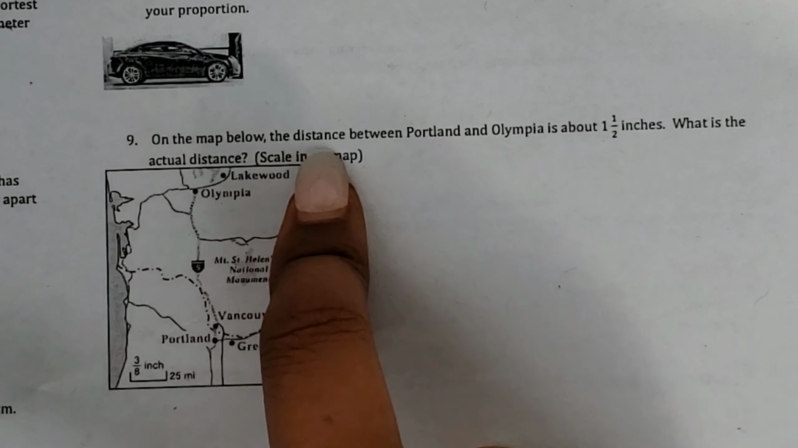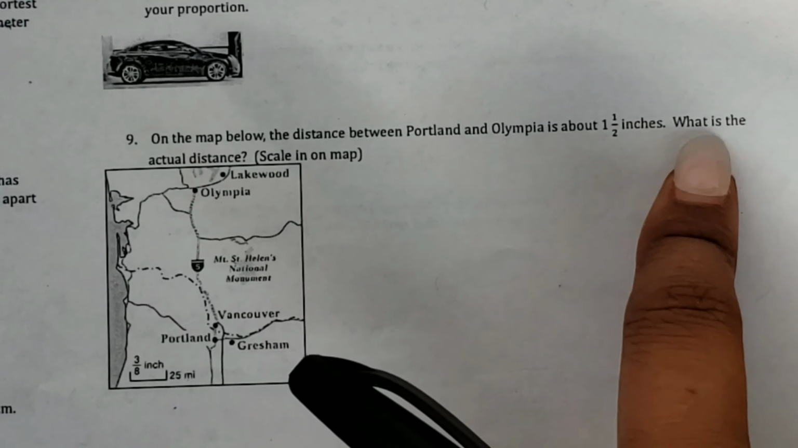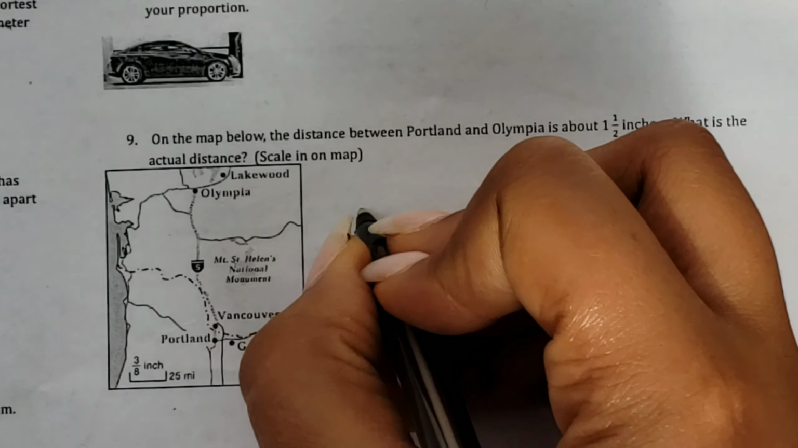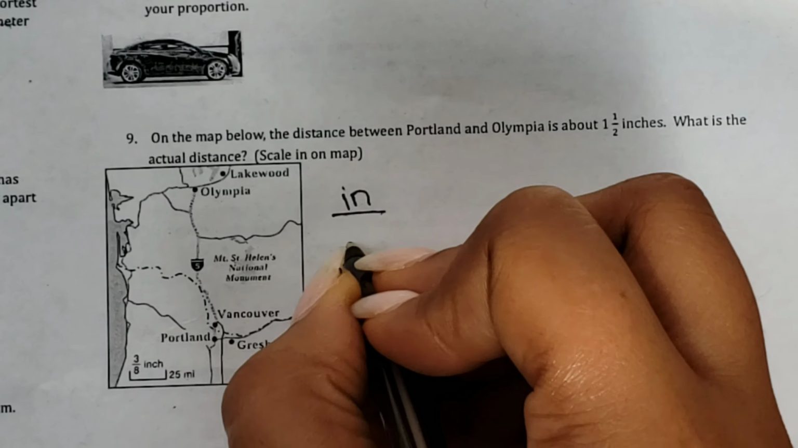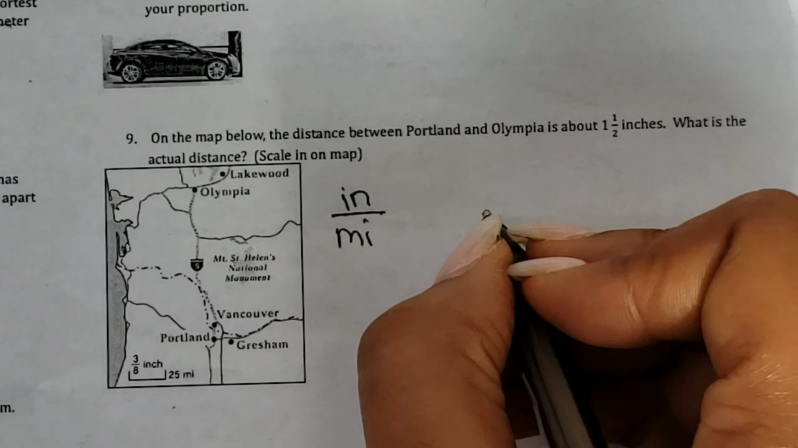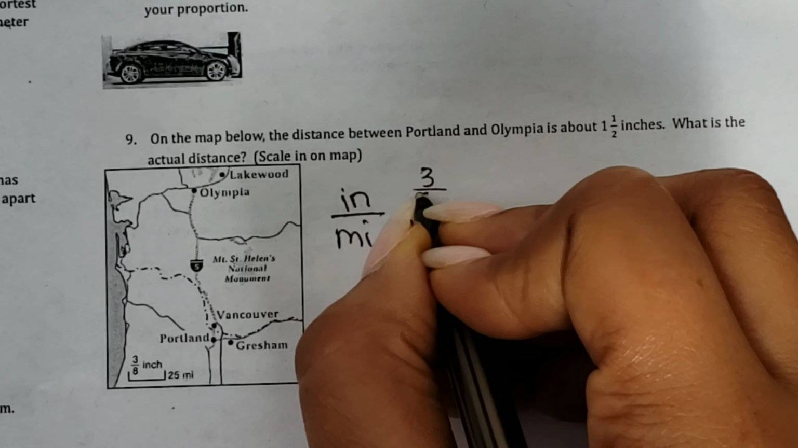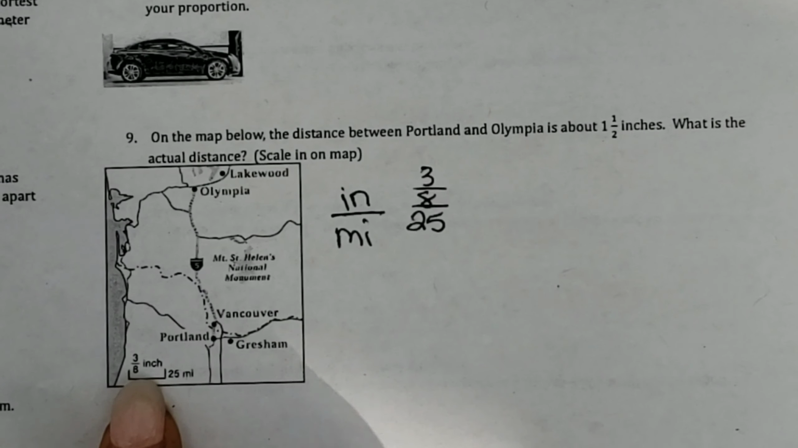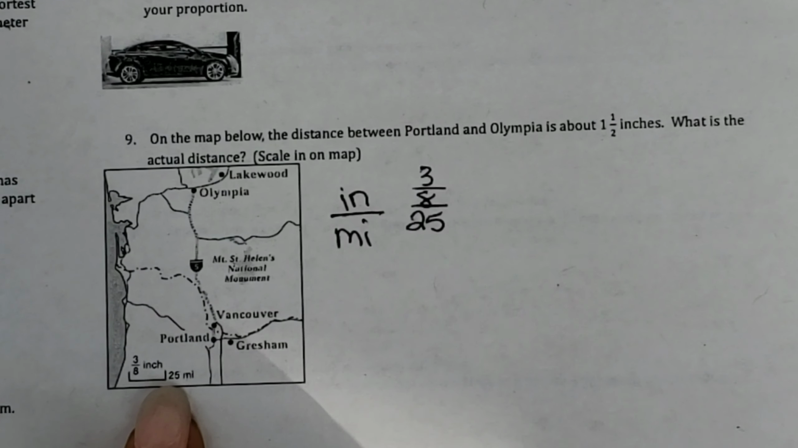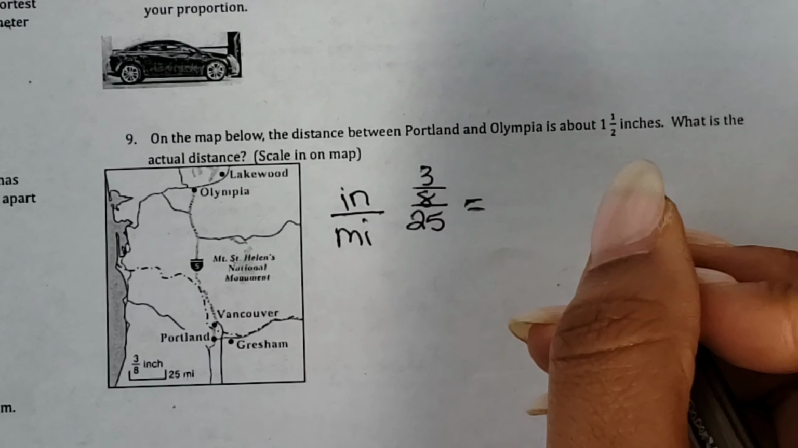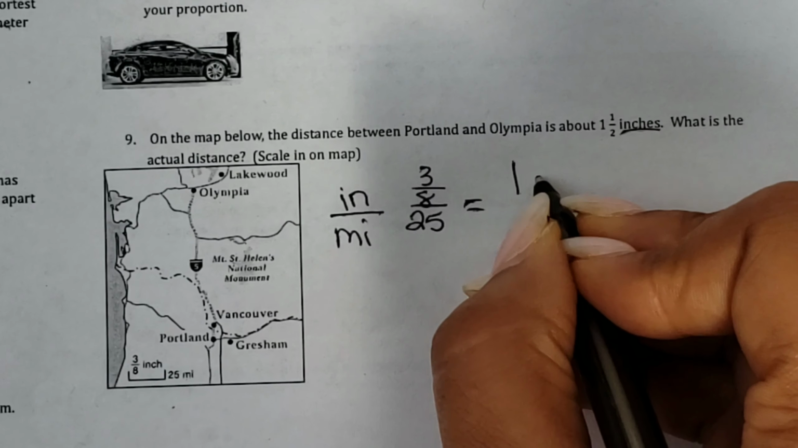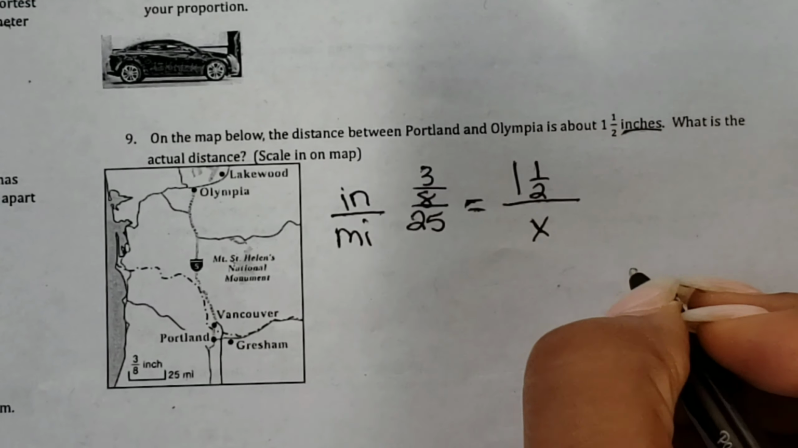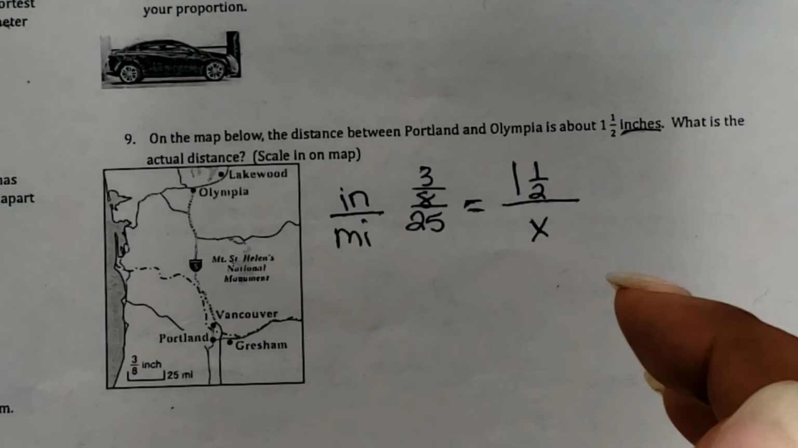Number 9 reads, on the map below, the distance between Portland and Olympia is about 1.5 inches. What is the actual distance? Here's their key at the bottom, which it says 3/8 of an inch is equivalent to 25 miles. So I'm going to put my inches at the top, my miles at the bottom, my 3/8 on top, and then, like the key says, 25 on the bottom. So now I'm going to set up my proportion. I'm going to set that equal to, as we see in the problem, 1 1/2 inches is going to go on top. Then I'm going to put x as my variable because that is the thing I do not know.